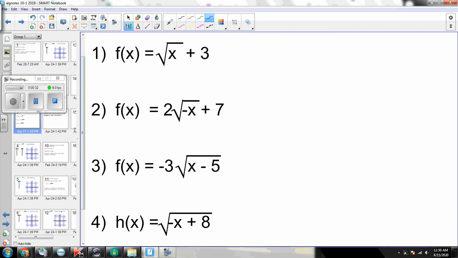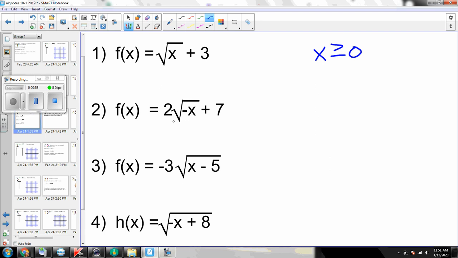So on number 1, they're asking me, what numbers could x be? Well, I'm noticing x is under the radical sign, and when I take the square root of a number, that number has to be 0 or higher, so greater than or equal to 0, cannot be a negative number. So in this problem, x would have to be greater than or equal to 0. X is all real numbers greater than or equal to 0.